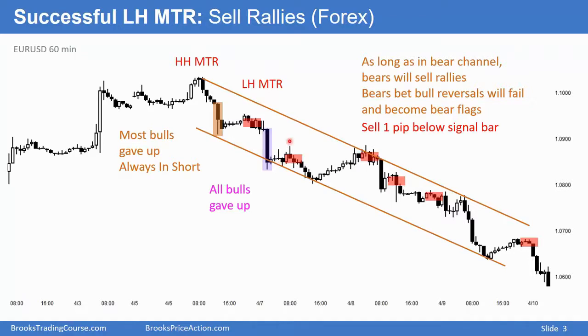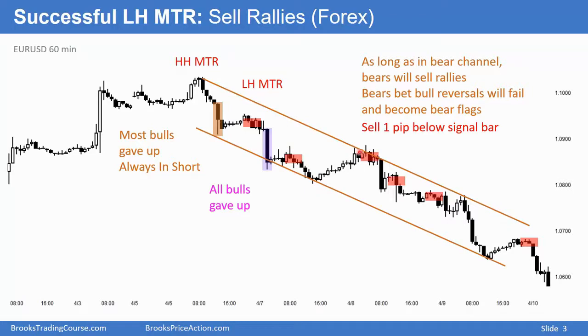And it's a second attempt by the bulls to reverse the trend. So the second time the bulls are reversing the trend and failing, the bulls give up. That's one of the reasons why low 2s in bear trends are so reliable, high probability trades. The bulls twice tried to reverse, they failed twice, they give up.